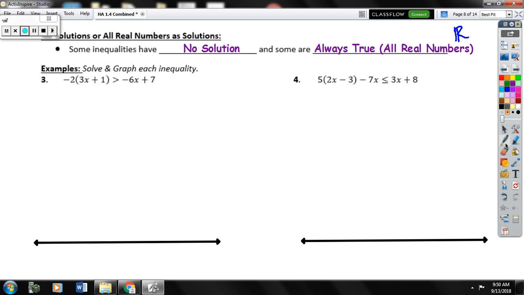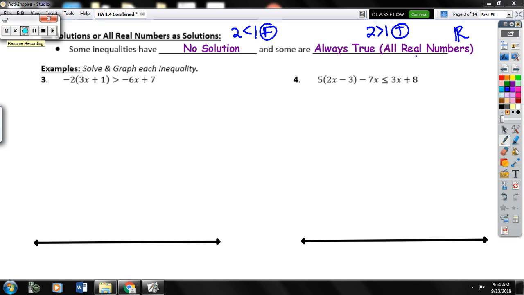So no solution, again, would be if you get like 2 is less than 1, because 2 is not less than 1, so it's a no solution. You would get an always true if it said 2 is greater than 1. Well, 2 is greater than 1. So if it's a true statement, then it's all real numbers. If it's a false statement, then it's no solution. That's what will happen at the end. So see if you guys can try those.